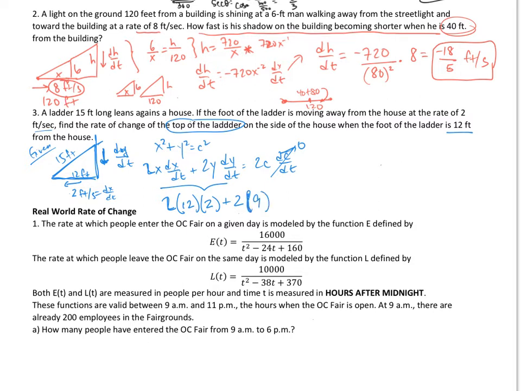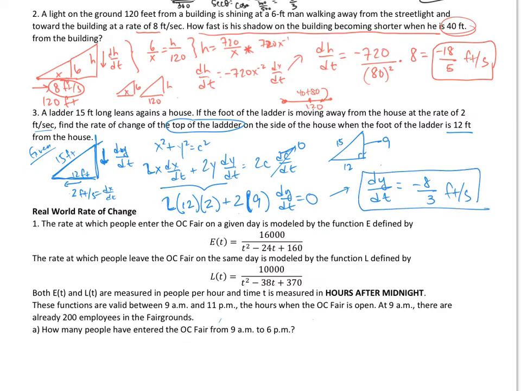And how did I get 9? Well, let's do the Pythagorean theorem here. If this is 12 and this is 15, this will end up being 9. So that I want to know at the instant when it's 12, so that's going to give me 9 right there. And I'm solving for this dy dt. So that's what equals 0. Go ahead and solve for dy dt, and look, you will end up with your negative here. dy dt is going to be negative 8/3 feet per second. So it's sliding down at 8/3 feet per second.